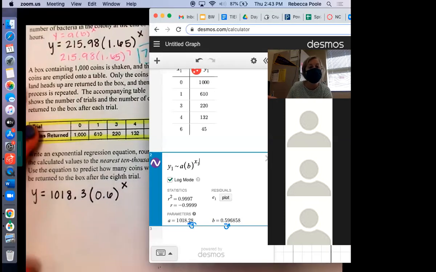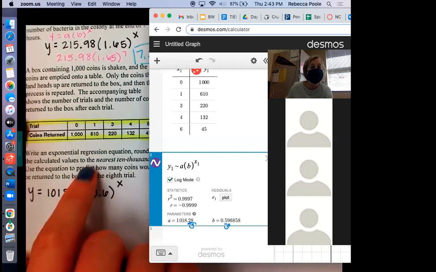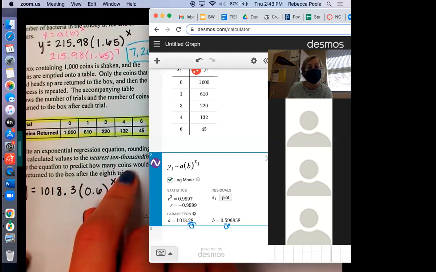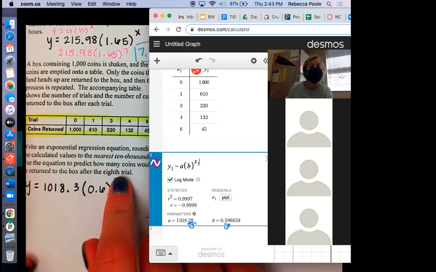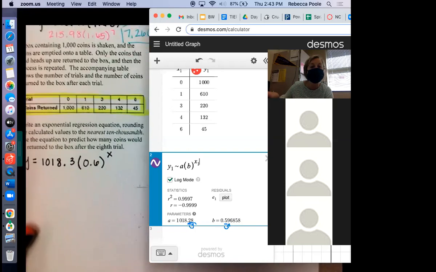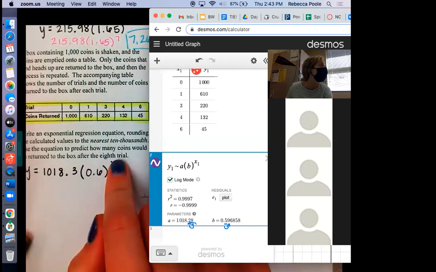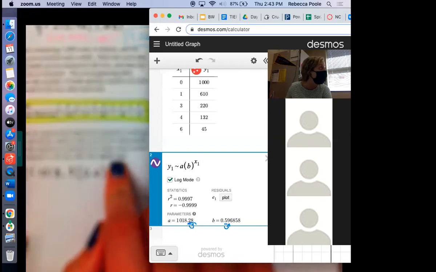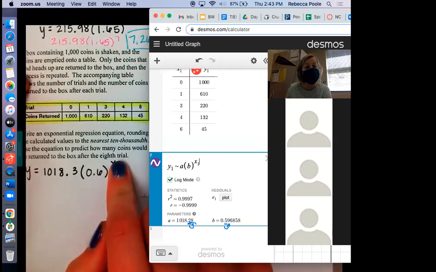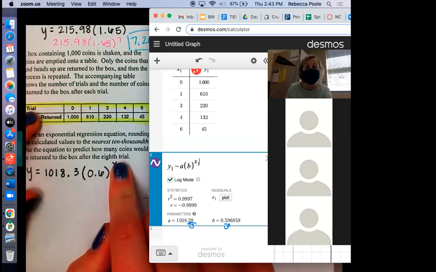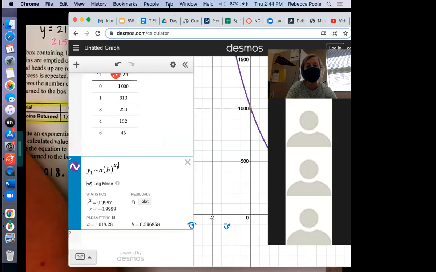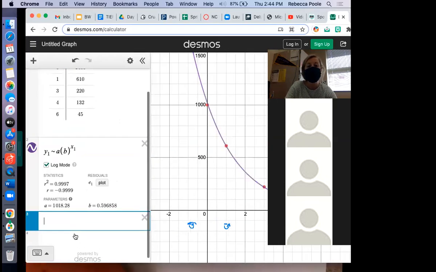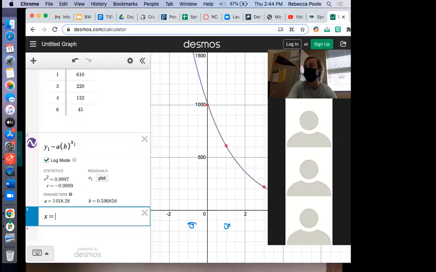Okay, so let's look at what they asked. Use the equation. Predict how many coins would be returned after the 8th trial. Let's do it the way I recommended. So y'all look, I gave you the trial number was 8, right? Okay, look in your table. The trial is the x. So what did I tell you x equals? 8. Very good. So everybody look, we're going to go in Desmos. I'm going to make it big for y'all again. We're going to type in a new box, x equals 8.